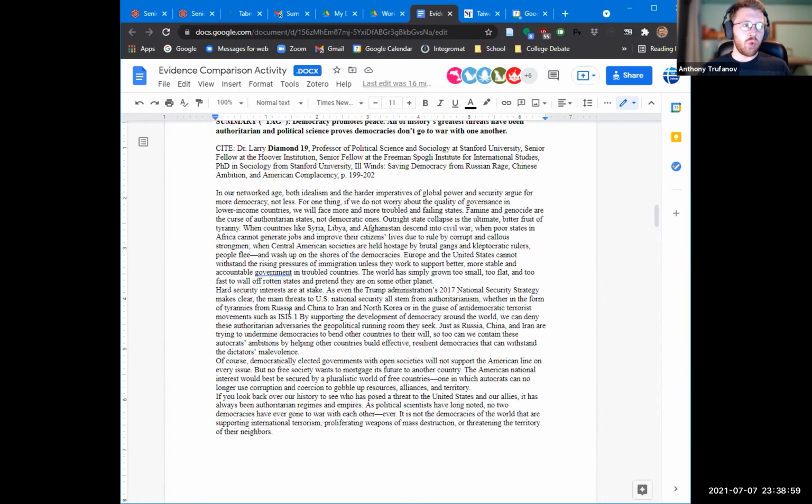So mainly the way this evidence makes its argument is it's giving a bunch of examples. It says democracies are way more peaceful. And how do we know this? We can look at a bunch of examples of non-democracies. We got Syria, Libya, Afghanistan, poor states in Africa, in Central America, Russia, China, Iran, North Korea, ISIS. All of these are examples of non-democracies. And according to this author, it's those non-democracies that are the biggest causes of war. Nice. That is a great summary of what this evidence is using as its justifications.